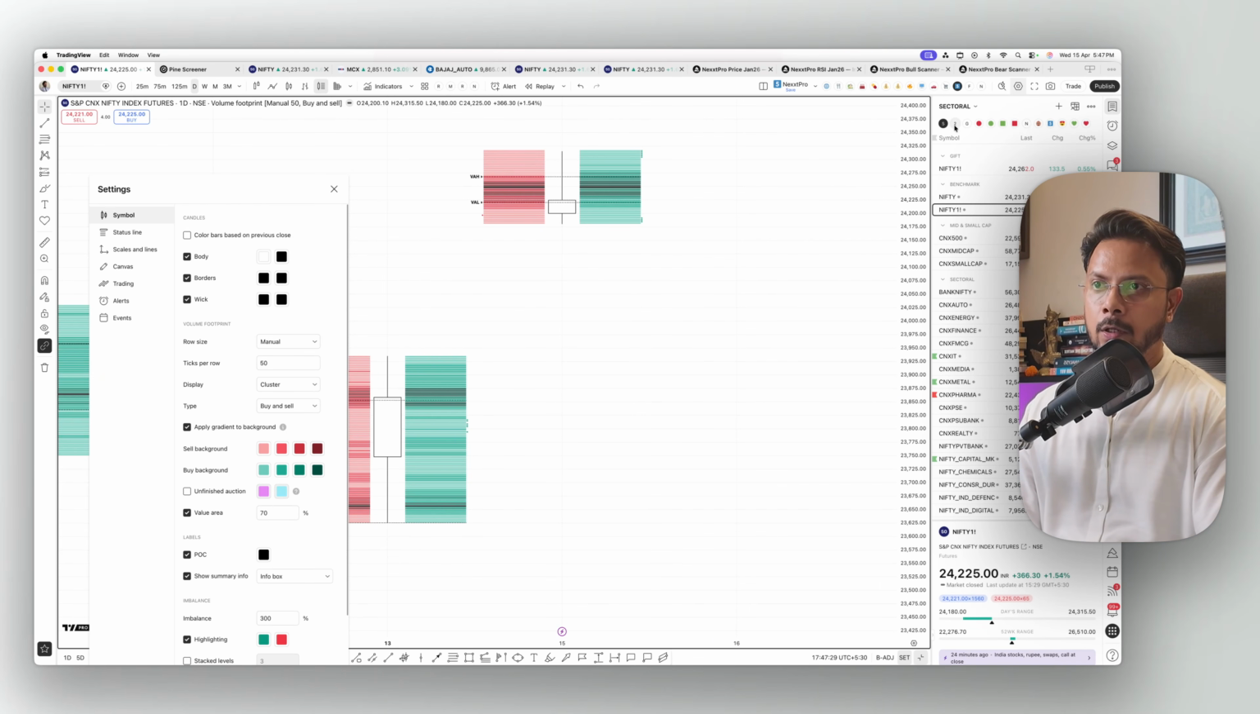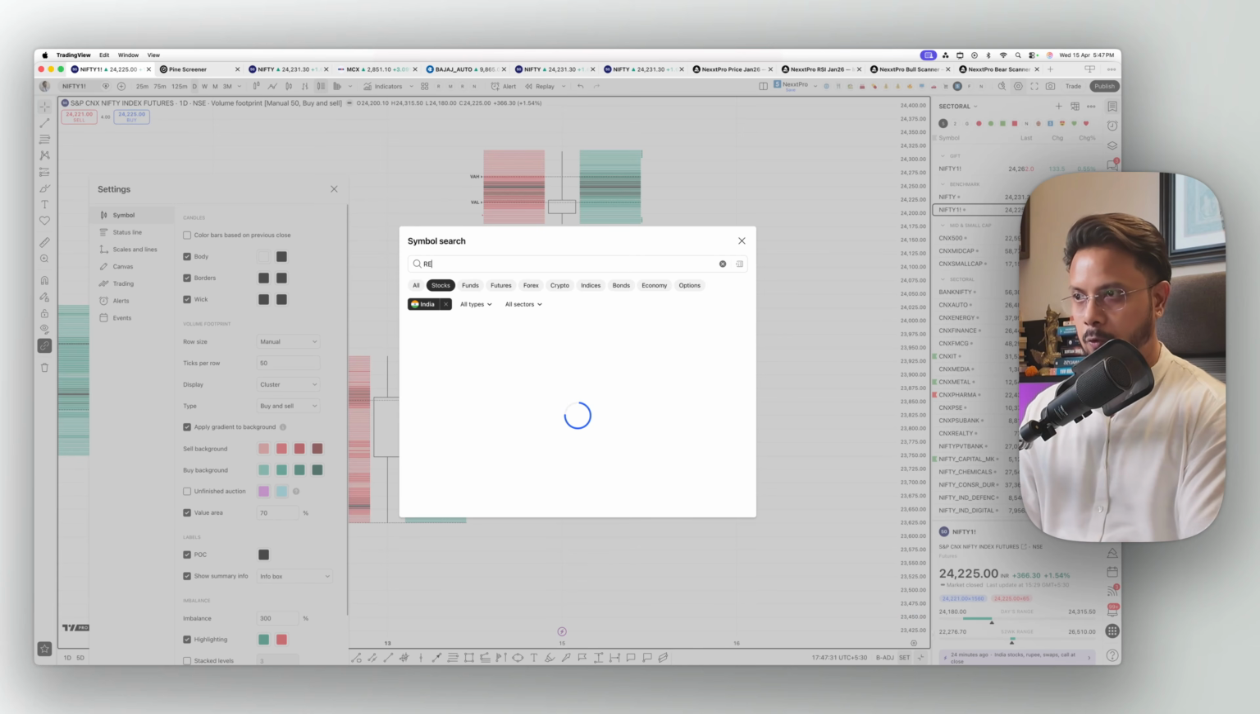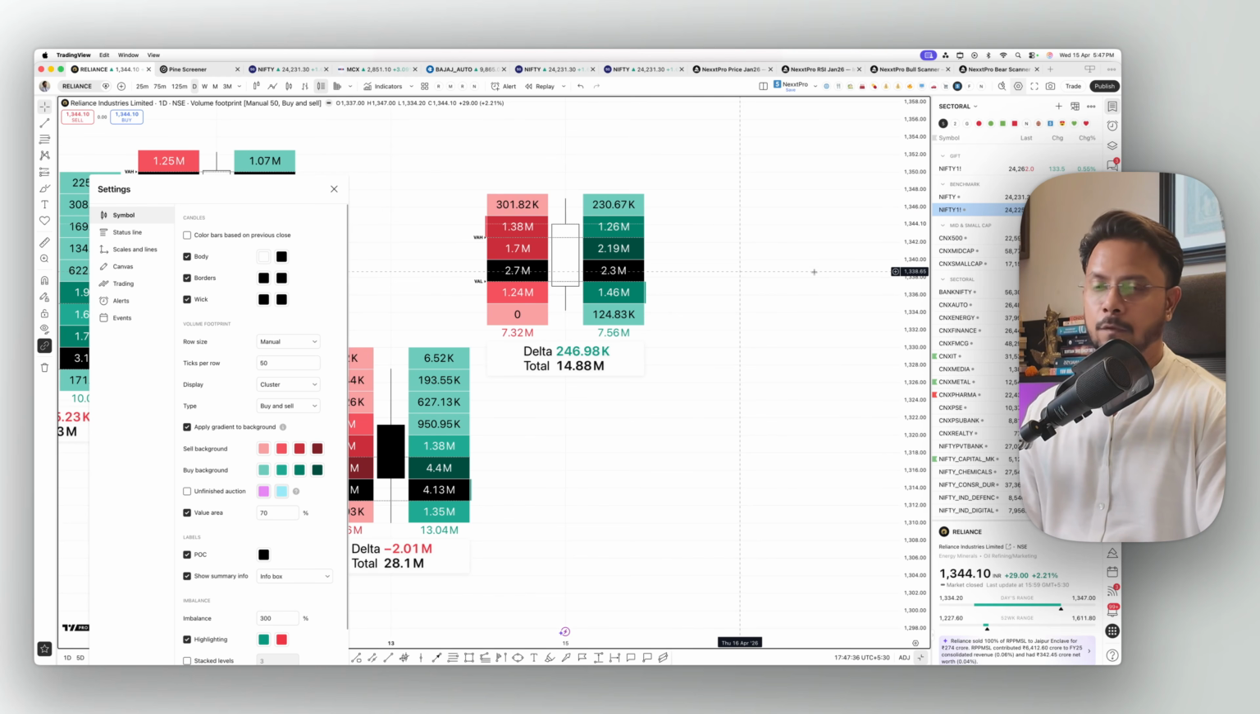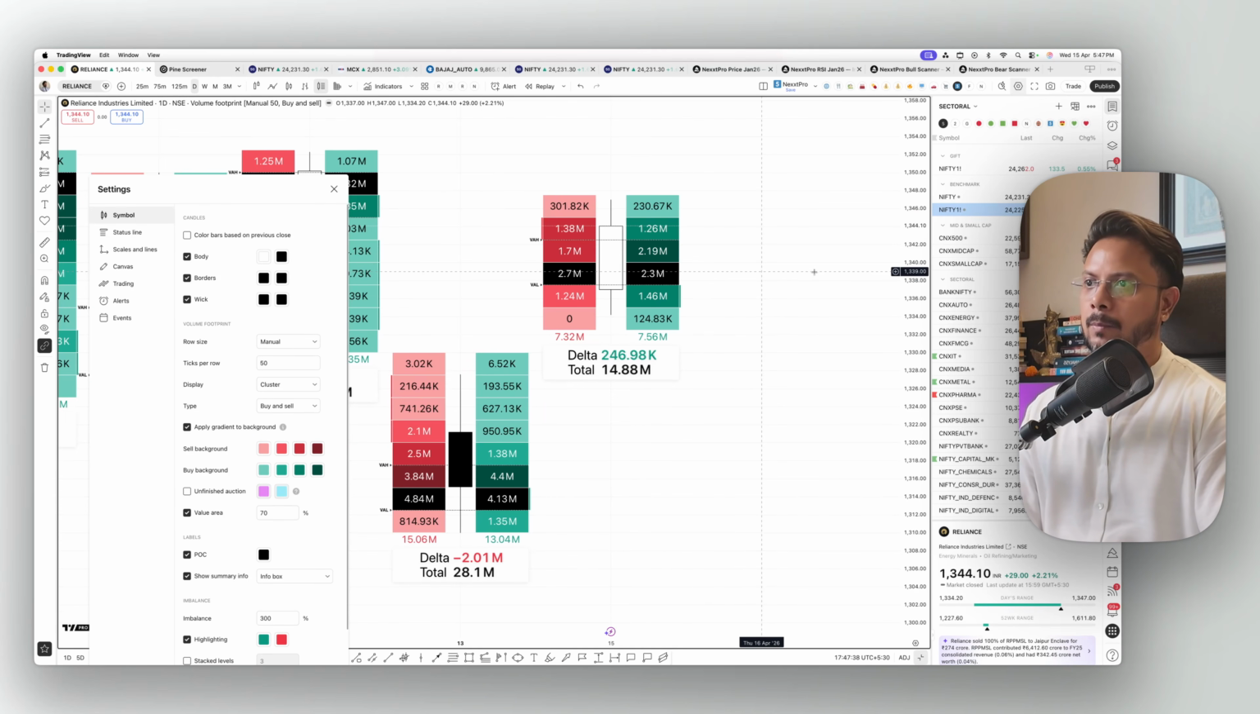What would look much better is if we do it on any particular stock chart, then it will look far more cleaner. There you go. Because of course the Nifty's volumes, the sheer size of the ticks, is far more. That's why.